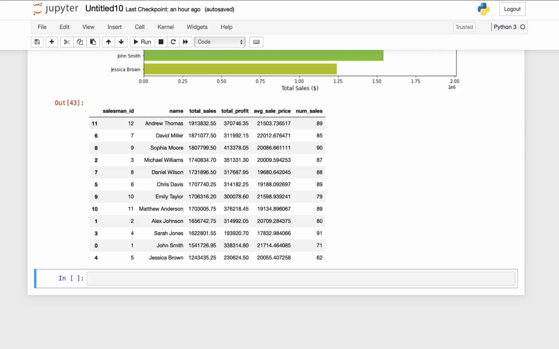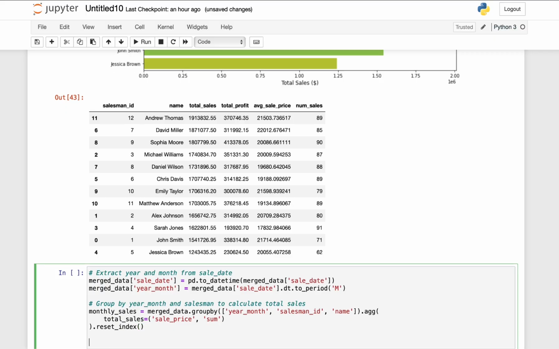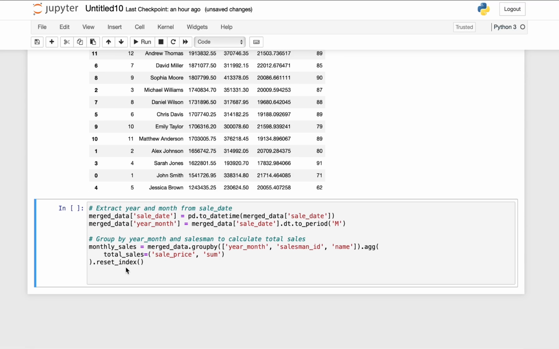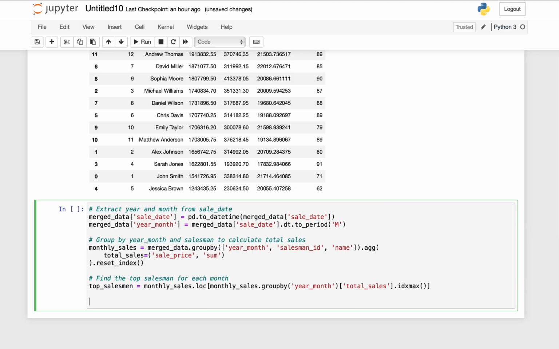So what we're going to do here is we're going to extract our year and month from the sale date. And we are going to group by year, month, and salesman to calculate the total sales. And we're going to find our top salesman by month. And we want to be able to sort the results by year, month.